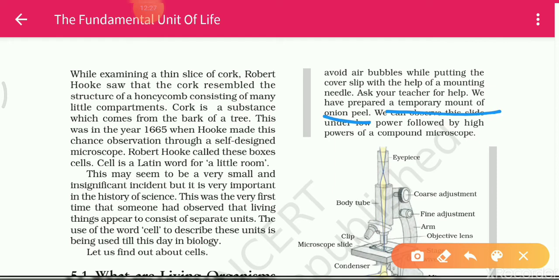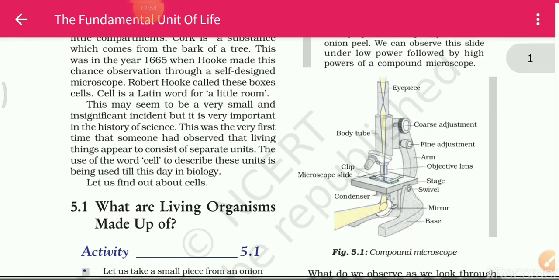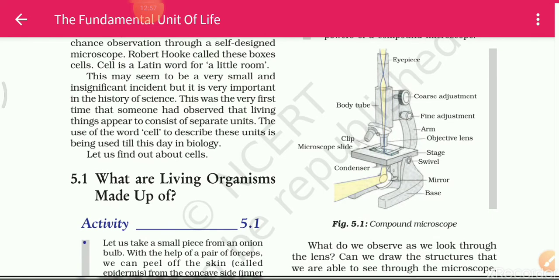One is the permanent slide and another is the temporary mount. The temporary mount means those slides which are made by the students recently, on the spot, or in the laboratory. That is called the temporary mount. If any slide is made permanently, that is called the permanent slide. After that you will see this slide under the microscope. Students, this is your compound microscope.